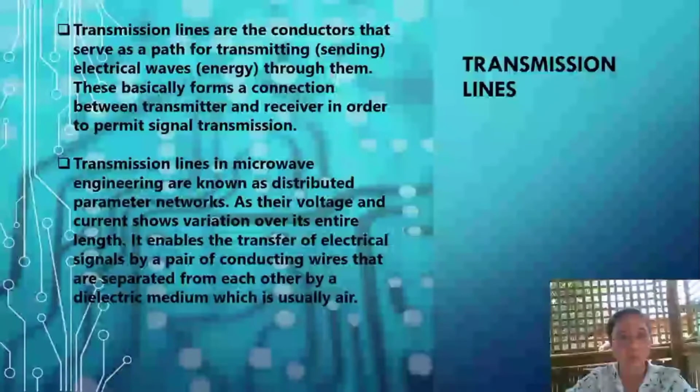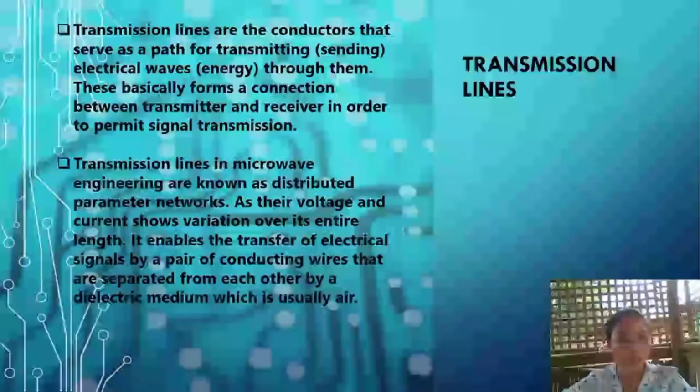As we all know, from the word transmit, transmission lines transmit energy or electrical waves to their designated destination. Transmission lines basically form a connection between the transmitter and the receiver. It will transmit energy and it will be received by a receiver. That will permit signal transmission. Transmission lines in microwave engineering are known as distributed parameter networks.